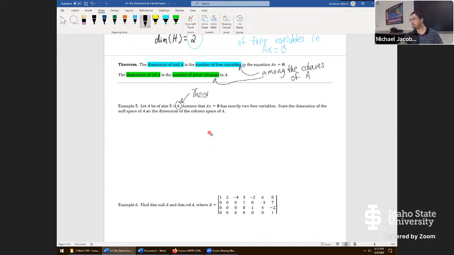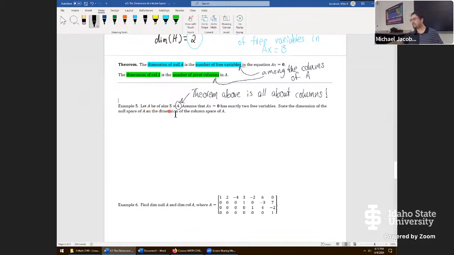The theorem above is all about columns. So example 5 is kind of a quick problem just to think of that idea. Example 6, another quick problem, same kind of idea.